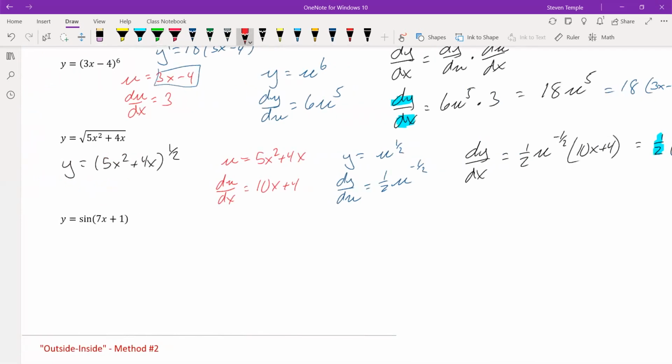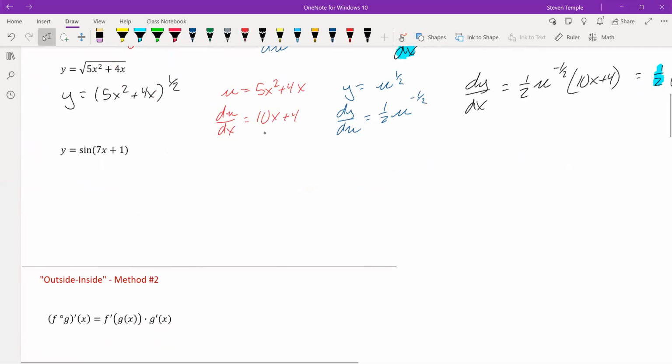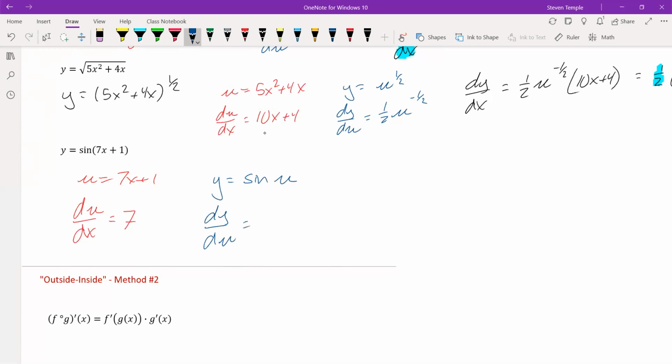Okay, so you got to identify your inside function, and of course it's going to be 7x plus 1. I might just take the derivative right away. du dx is 7. I will go ahead and make that substitution: sine u, and the derivative of that with respect to u would be cosine u. You just go ahead and multiply those two together. Cosine u times 7. I would put the constant out in front, cosine, and what's my u? Oh, it's 7x plus 1. And that is the chain rule.